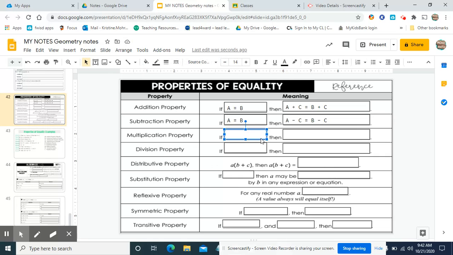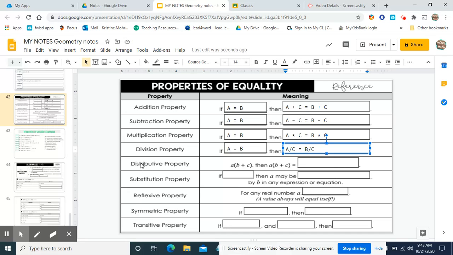All right, multiplication. We have A equal to B again, and these will remain equal, even with multiplying, as long as I multiply the same thing on both sides. So I multiplied C on both sides. These will remain equal. Division: A equals B. This will remain true as long as you divide by the same thing on both sides. I divided by C.